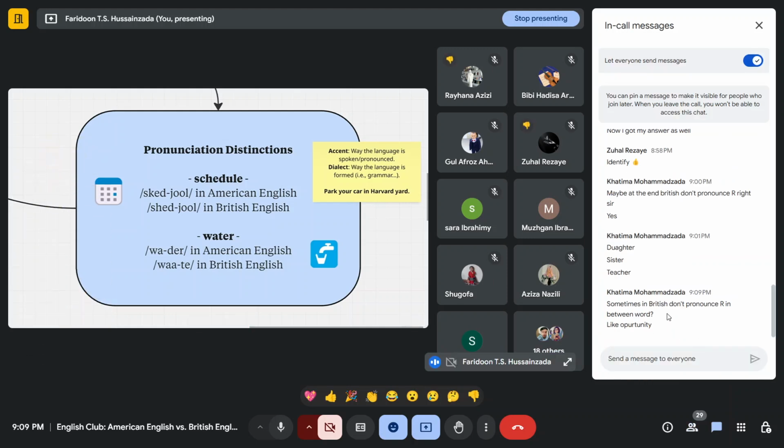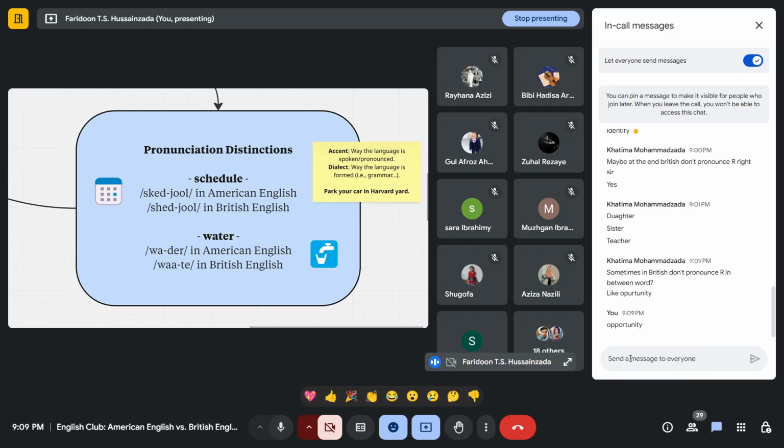Khatam is saying sometimes in British English we don't pronounce the R in between the word, like the word opportunity. I think we do. Opportunity. Oh yeah, you're right. We don't pronounce it there. That is because before the R we have an O, not a U. So I think the correct spelling of the word is like this. We have an O, and because of that, I think we don't pronounce it. We can say it as opportunity, so that sound also differs.